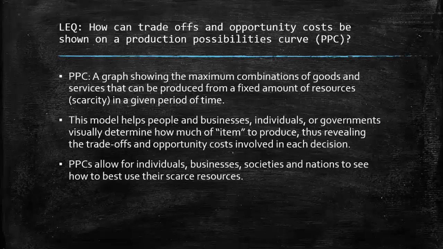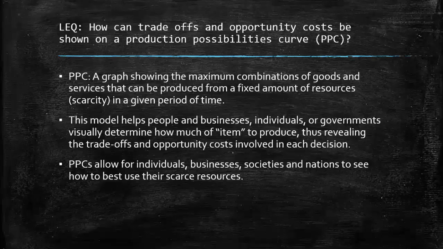Now, here's the textbook definition of a PPC. It is a graph showing the maximum combination of goods and services that can be produced from a fixed amount of resources. Now, think about the example I just did. If Ford Motor Company were to increase the land, labor, and capital, then yes, they could produce more F-150s without sacrificing Ford Explorers or whatever. However, if the land, labor, and capital remain the same, a fixed amount of resources, then they are going to have to sacrifice somewhere.